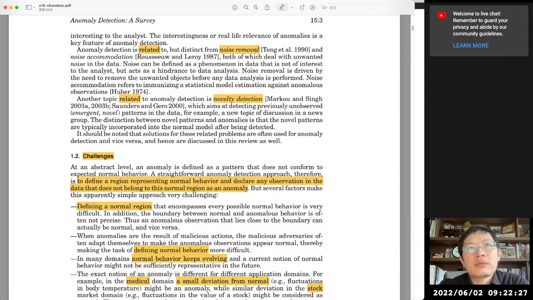So noise removal is trying to remove the inaccurate observations from the original dataset. But anomaly detection is trying to figure out which exact data point is unexpected. So the concepts are a little bit different, but they're related.